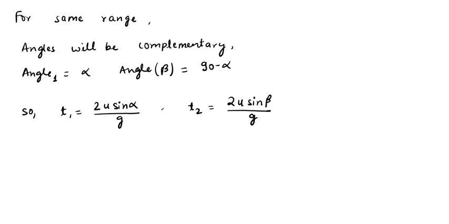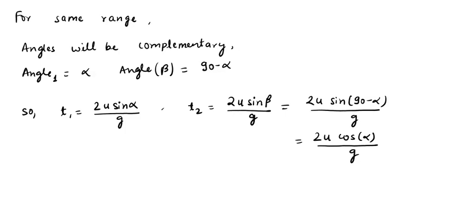But as you know that beta is equal to 90 minus alpha, we can say that t2 is 2u sine (90 minus alpha) divided by g. And sine (90 minus alpha) is equal to cos alpha, therefore it becomes 2u cos alpha divided by g.